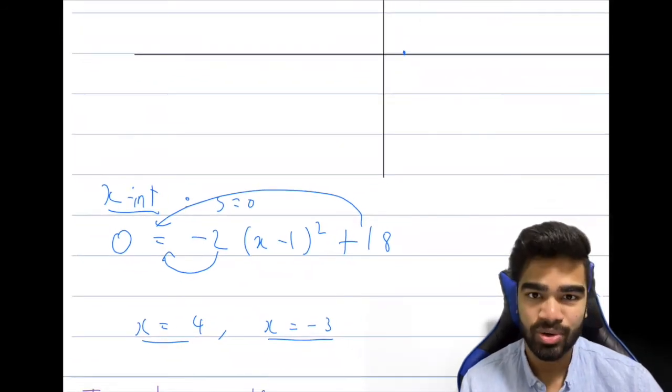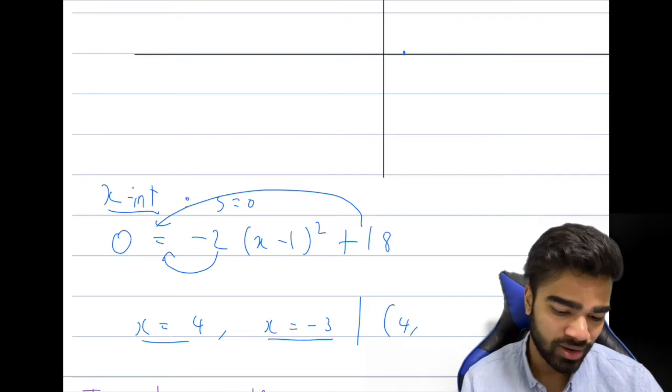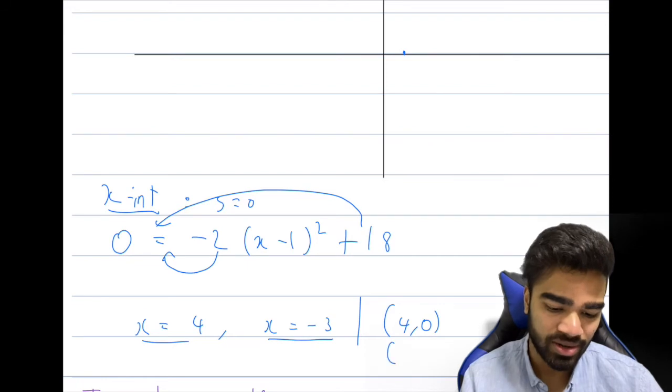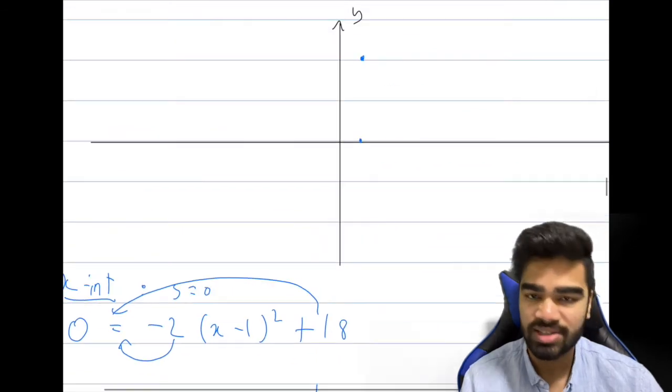So pretty much, what are the coordinates of your x-intercept? Well, the x coordinate you got was 4. What's the y coordinate? Well, you made the y coordinate 0. So your y coordinate is 0. So you have (4, 0) and (negative 3, 0) as your x-intercepts.